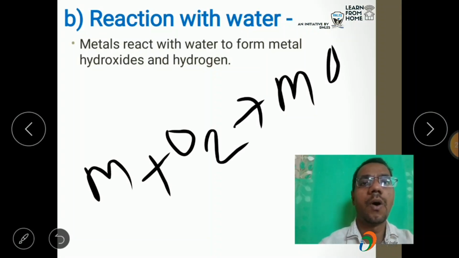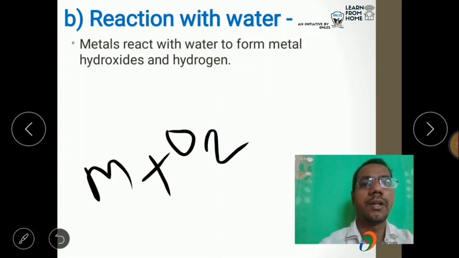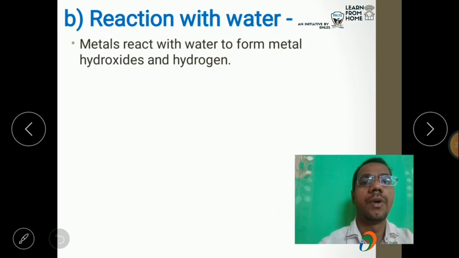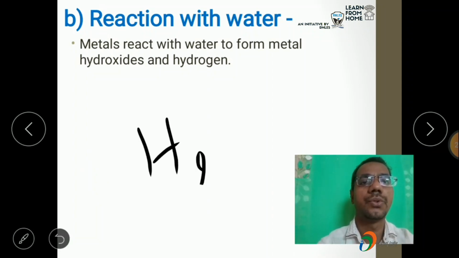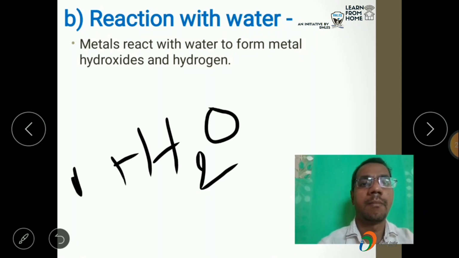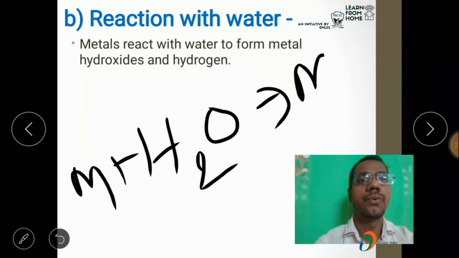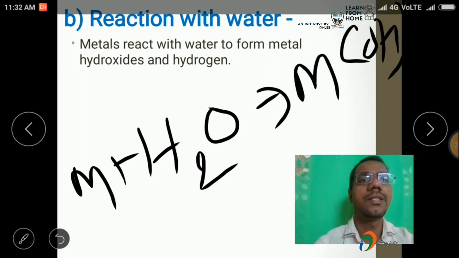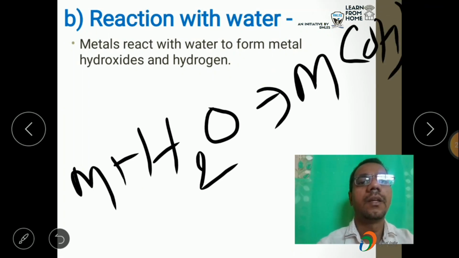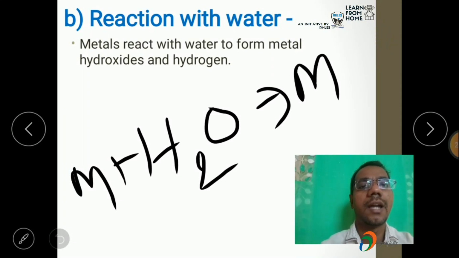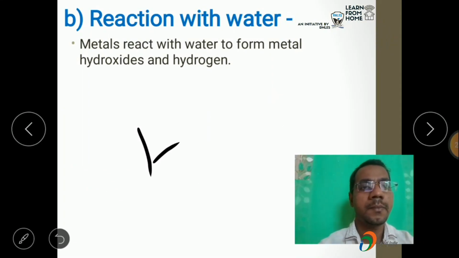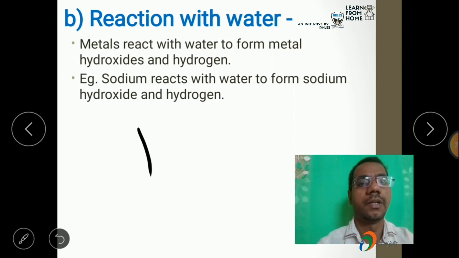But what happens when metals react with water? What is the formula for water? Water is nothing but H2O. And here metal is there. So when they react with each other, they form MOH. If OH is there, then we can say that it is a hydroxide.